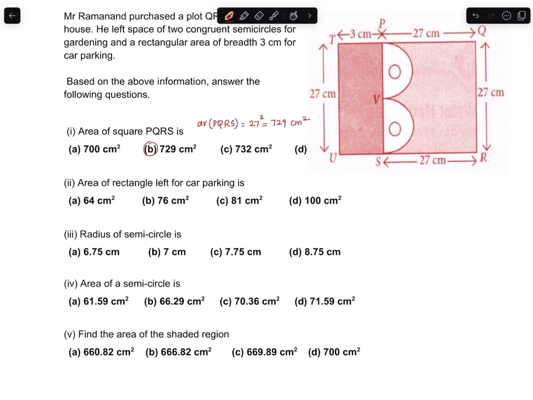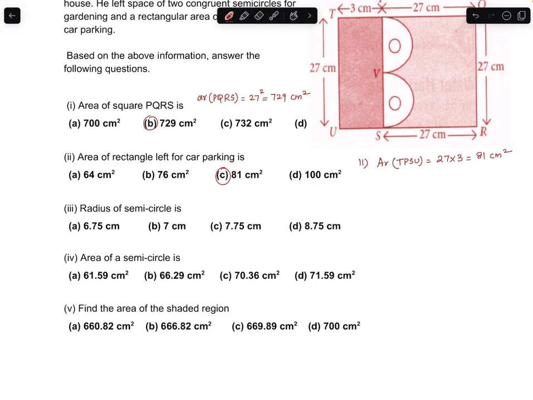Question 2. Area of rectangle left for car parking is. Area of the parking space, that is TPSU, is equal to length into breadth, which is 27 times 3, that is 81 centimeter square. The answer is C.